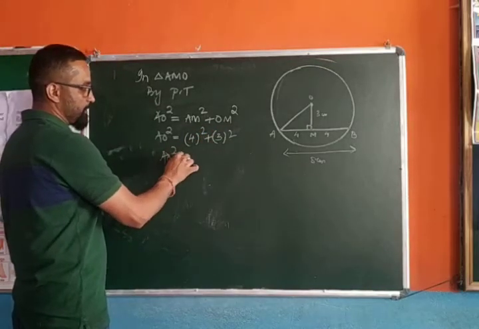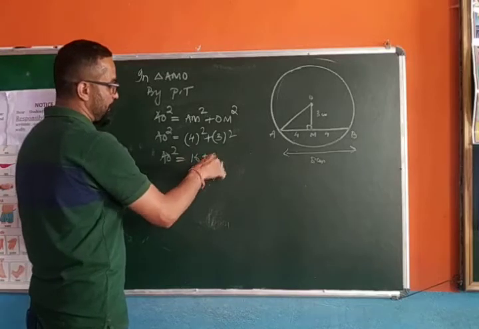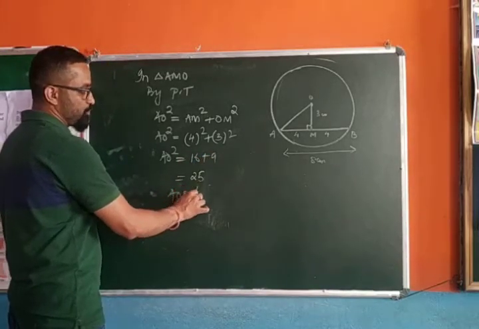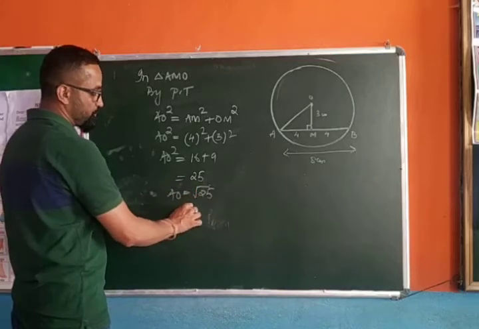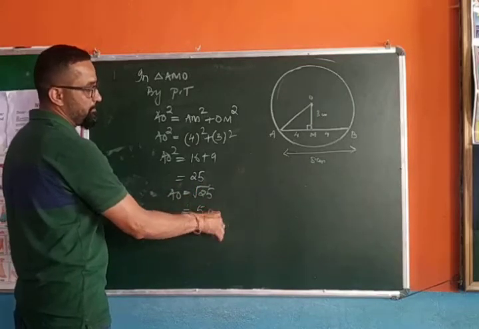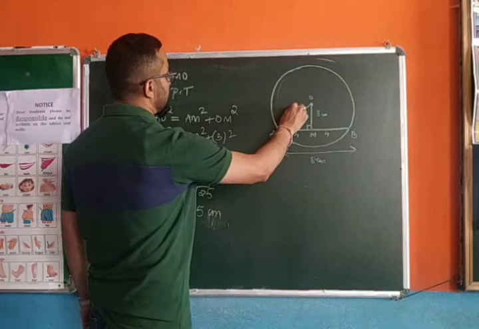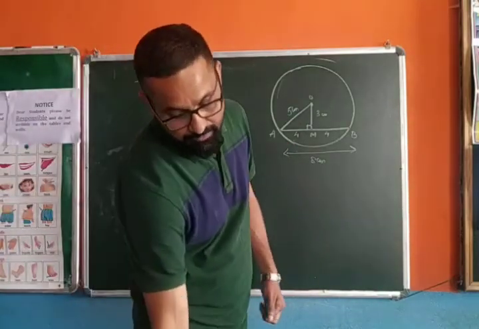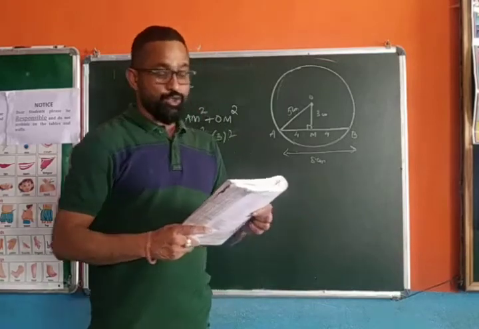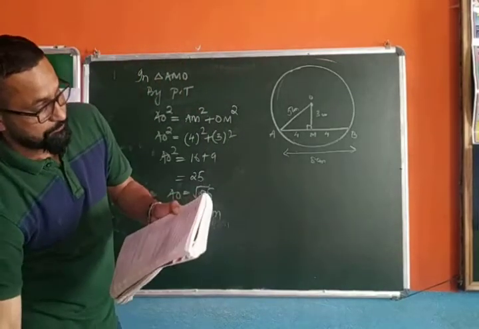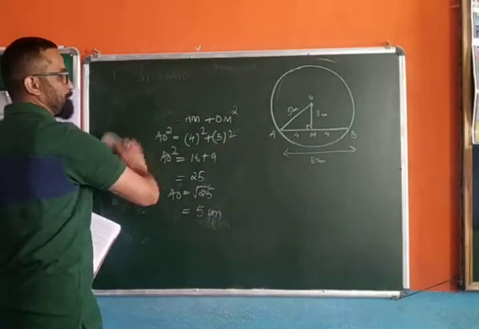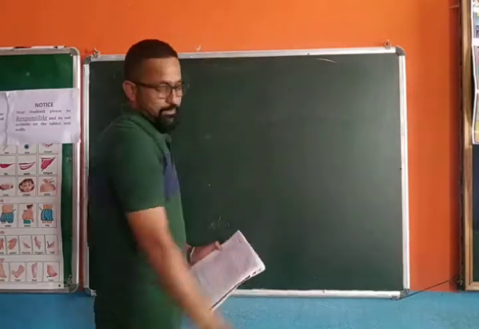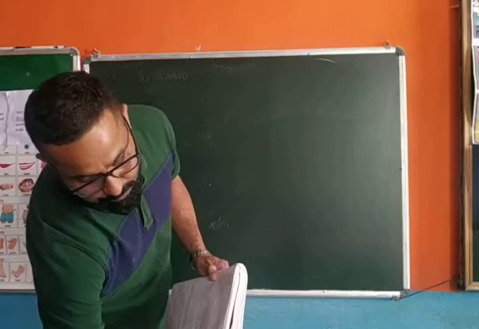AO squared is equal to 16 plus 9, 25. AO is equal to root 25. Square root of 25 is 5 centimeter. Therefore, we know the radius 5 centimeter. Look at question number 5. Application of theorems.